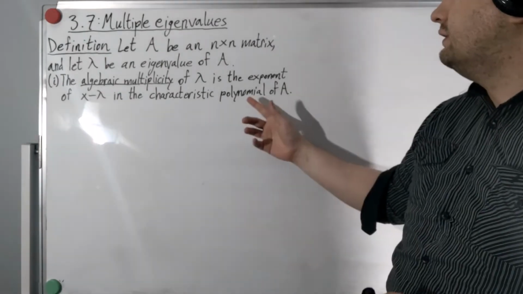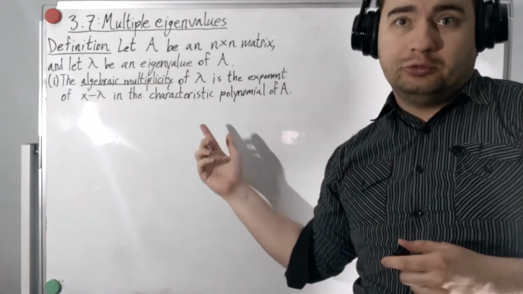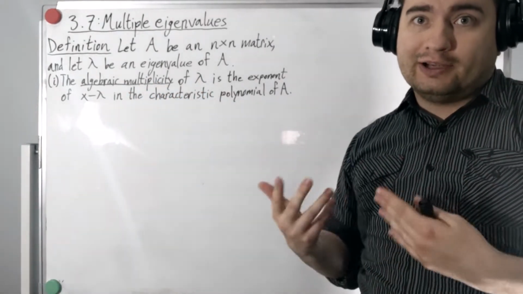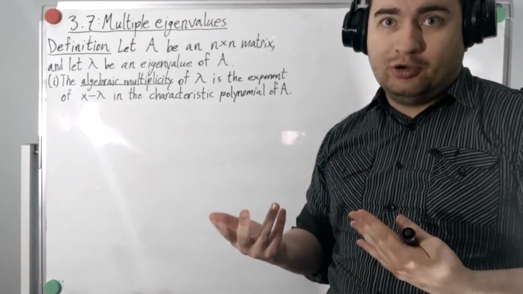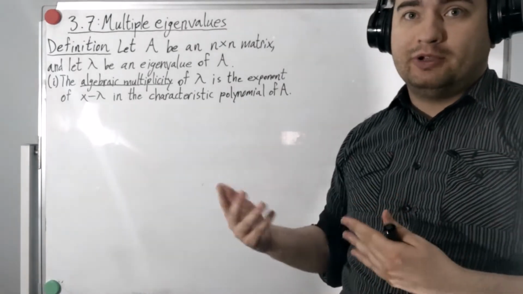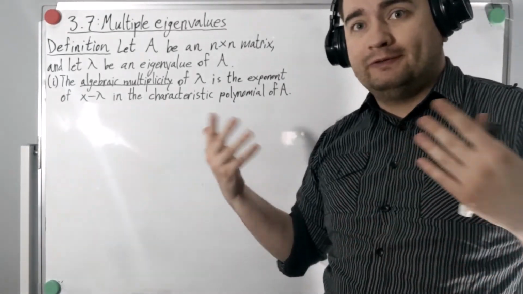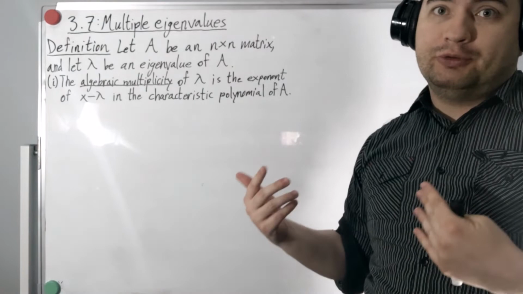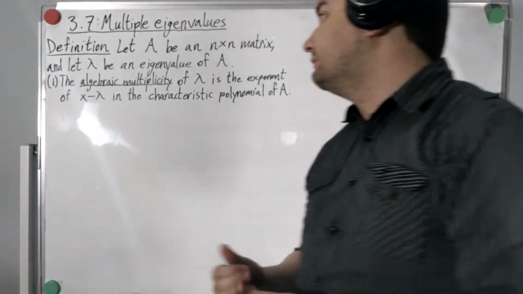If we have lambda minus 2 squared in the factorization of the characteristic polynomial, then the algebraic multiplicity would be 2. If we have lambda minus 2 to the 15th, then the algebraic multiplicity would be 15. Okay?